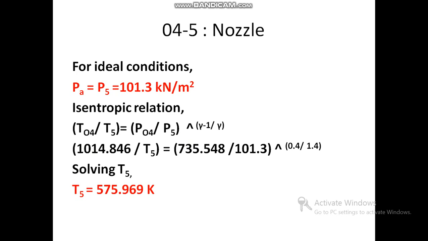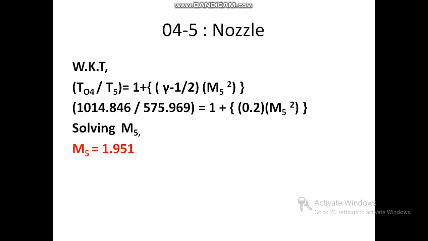Again, coming to the isentropic relation, T04 divided by T5 is equal to (P04 by P5) whole power gamma minus 1 by gamma. Substituting all those values, that is T04, P04 and P5, we will get T5 is equal to 575.969 Kelvin. Also we know that the temperature ratio, that is T04 divided by T5, is equal to 1 plus (gamma minus 1) by 2 into M5 square. And by substituting all the values other than M5, we will get M5 is equal to 1.951.